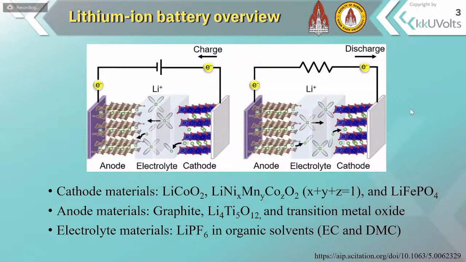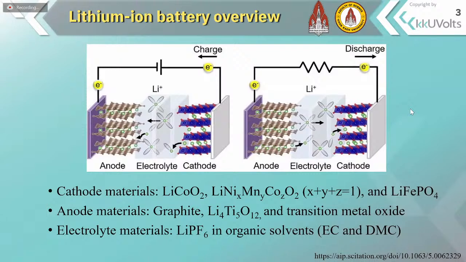The second part is an anode material such as graphite, lithium titanium oxide, and metal oxides such as tin dioxide and silicon dioxide. The last part is an electrolyte material, which is a lithium salt such as lithium hexafluorophosphate in organic solvents such as ethylene carbonate and dimethyl carbonate.